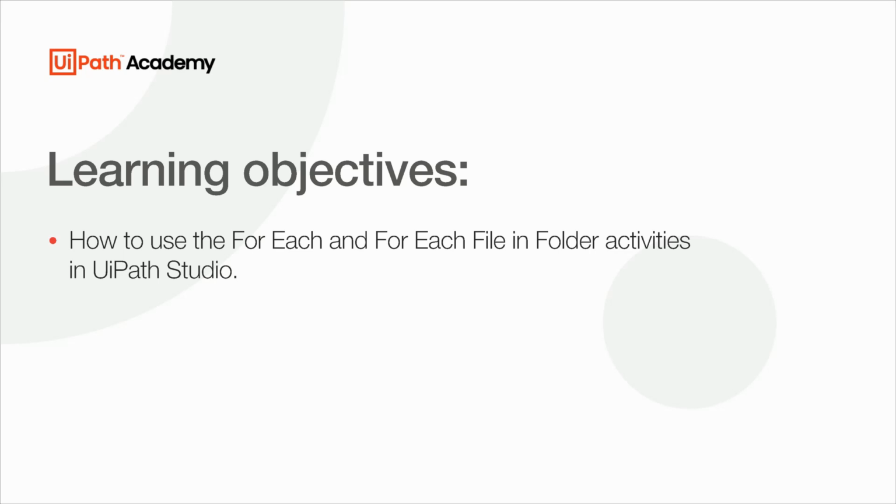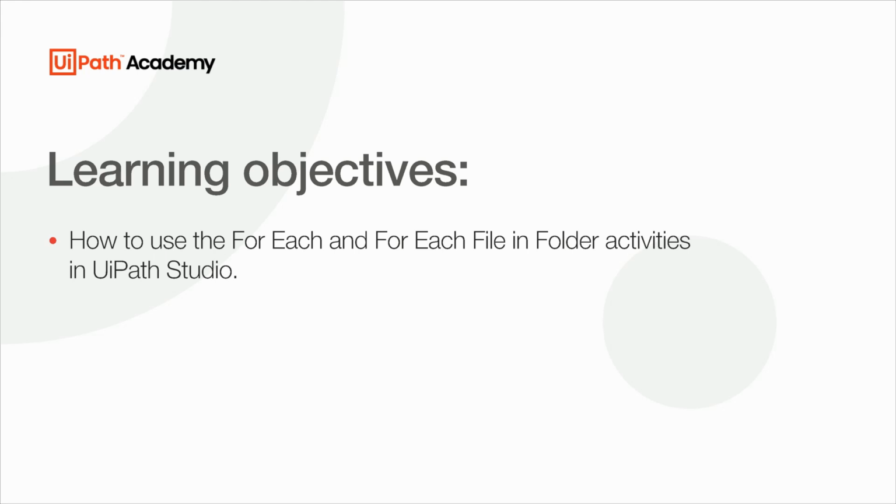We'll focus on how to use the For Each and For Each File in Folder activities in UiPath Studio. The For Each activity iterates through a list of items, one at a time, and executes the actions in the body of the activity. The For Each File in Folder activity is a specific type of For Each activity that's designed to loop through each file in a specified folder. Let's see it in action.